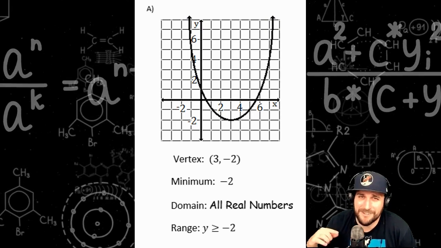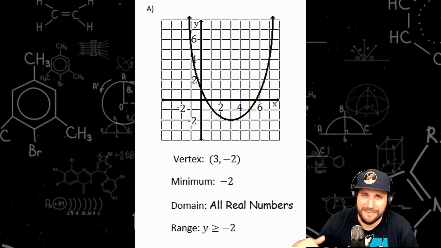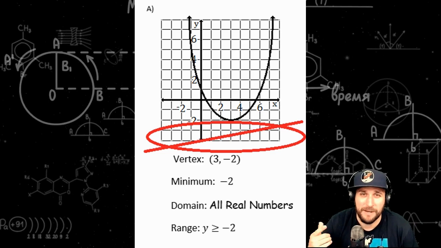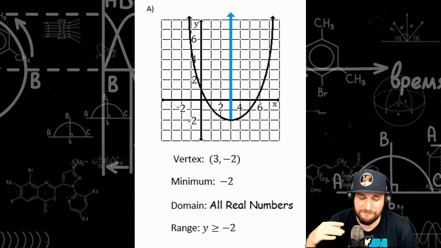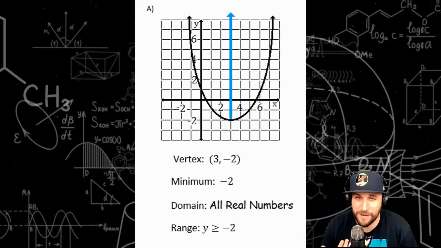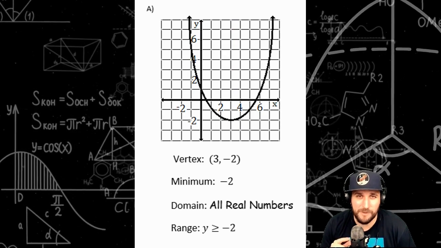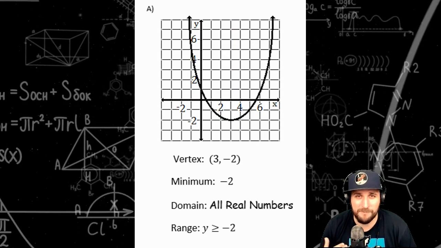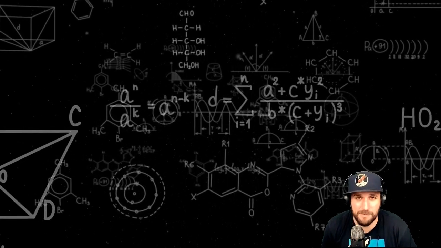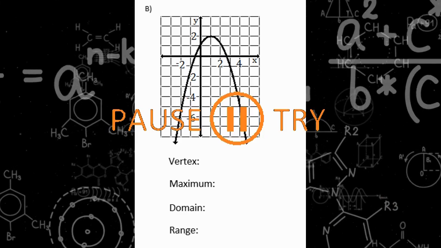The reason being that's our minimum value, and range is all possible y values. So since that's a minimum, I'm not going to get any y values below that line, but I can get y values above that line. And since there are arrows there and it goes forever in the upward direction, it's anything greater than negative 2. So whenever we have a minimum value, my range will always be y is greater than or equal to that minimum. If I have a maximum, then it'll be y is less than or equal to whatever that maximum value is. So you try and do B, and then we'll go over the answers.